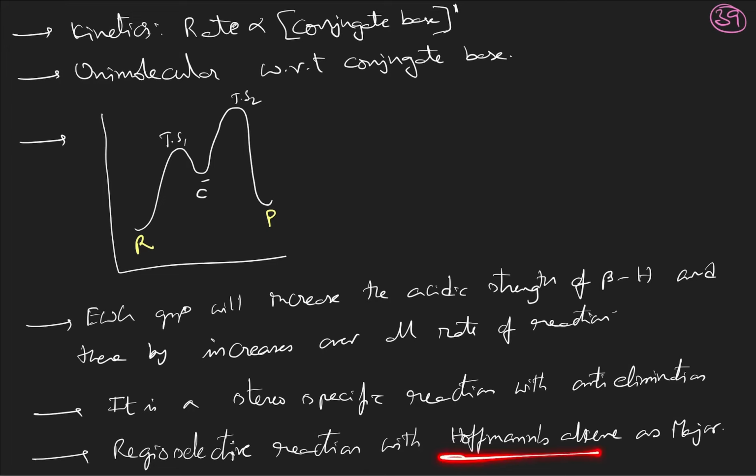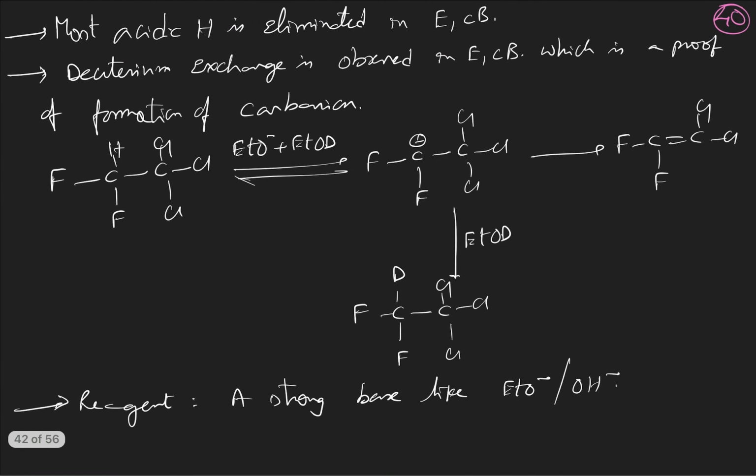So remember, in an E1CB reaction the major product is Hofmann's alkene. The most acidic hydrogen is eliminated in an E1CB reaction. Deuterium exchange is observed in an E1CB reaction.